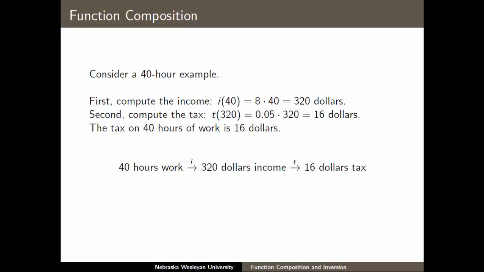Another way to look at it is to say that the income function turns 40 hours of work into $320 of income. The tax function takes $320 of income and turns that into $16 of tax. And what we're looking for is a single function, capital T, that takes 40 hours of work and turns it directly into $16 of tax.